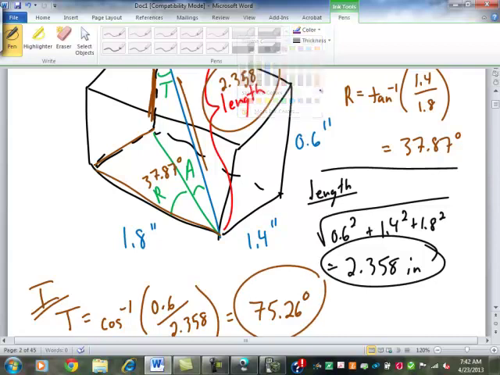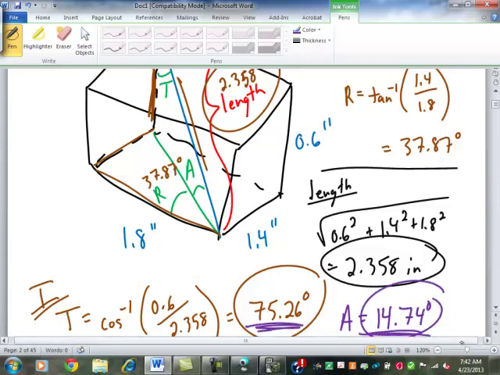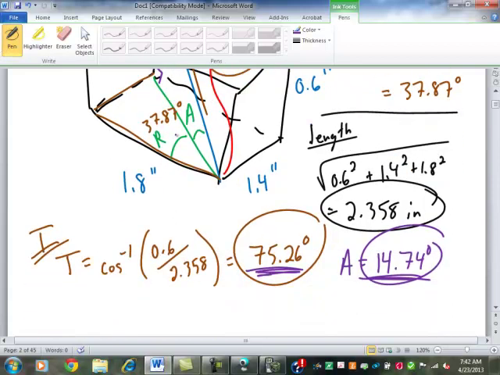Which means angle A is just going to be 14.74 degrees. Because those two have to add up to 90. Because it's a 90-degree angle there. Those two are the other two angles of a right triangle. Any questions on that?